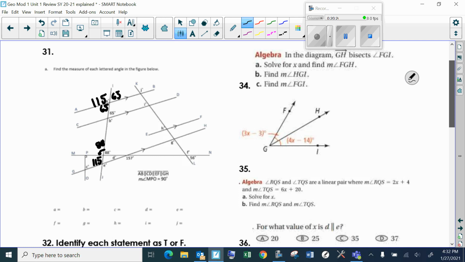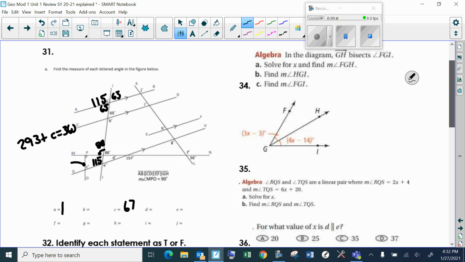All quadrilaterals add to 360. So you have 90 plus 88 is 178, 278, 288, 293 plus C equals 360 degrees. So it makes it 67 degrees for C. Okay, solving that for C.